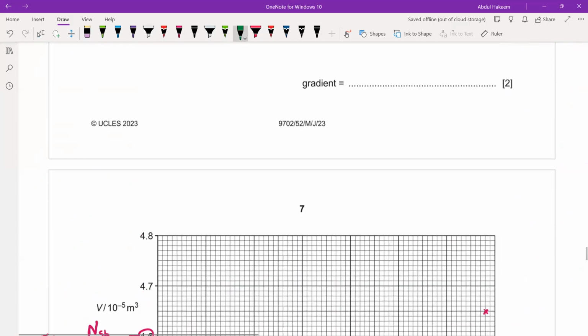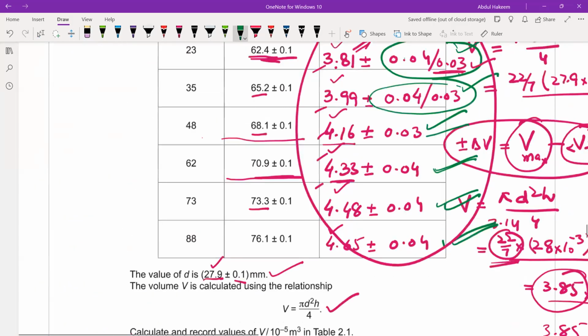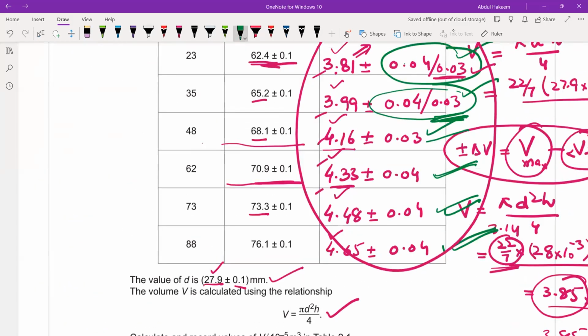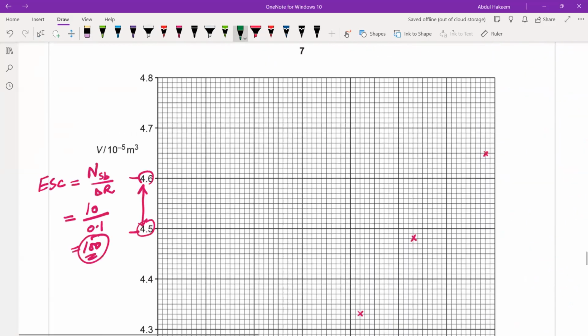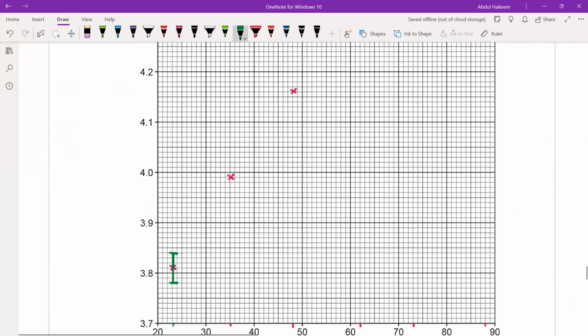Okay, now move to the next. Next error is also 0.03 approximately. Multiply by 100. Answer is coming 3. So for the next point, the error bars are also 3 boxes up and 3 boxes down.